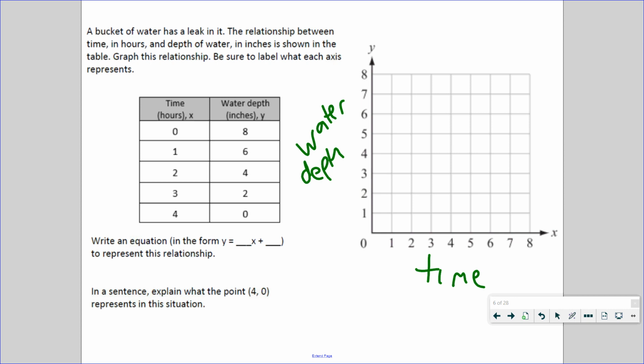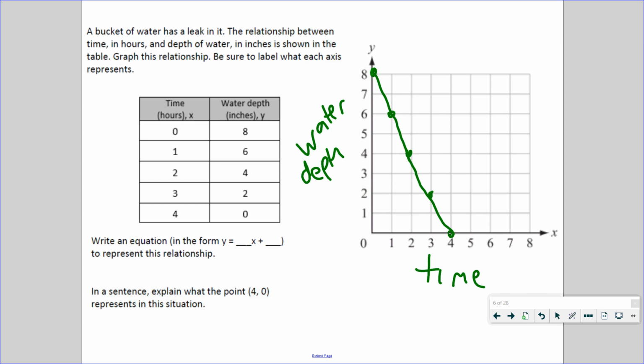In 0 hours, the water depth is 8. In 1 hour, it went down to 6. 2 hours, it went down to 4. 3 hours, it is 2. 4 is 0. Do I connect it? Yes, because it can leak in a fraction of an hour, like 30 minutes.